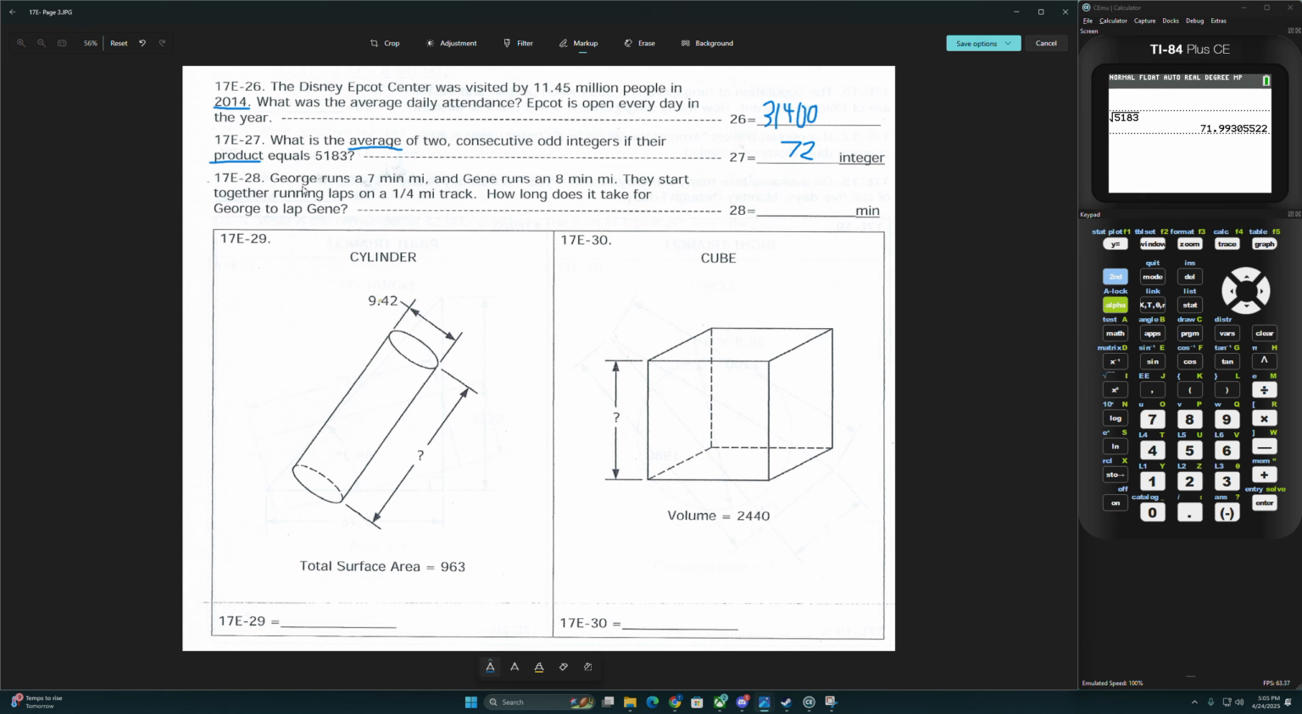All right, George runs a 7-minute mile and Janine runs an 8-minute mile. They start together running laps on a quarter-mile track. How long did it take George to lap Janine? Well, I am just going to plug that into numeric solver. I guess what I'll probably do is convert them first before using the numeric solver.